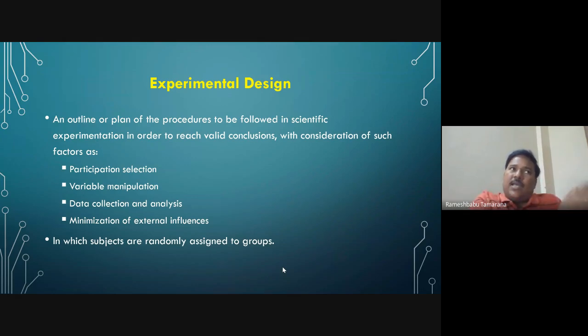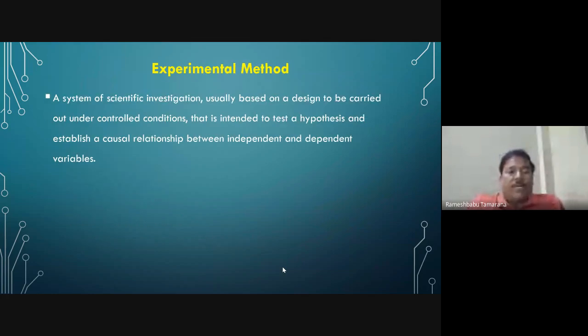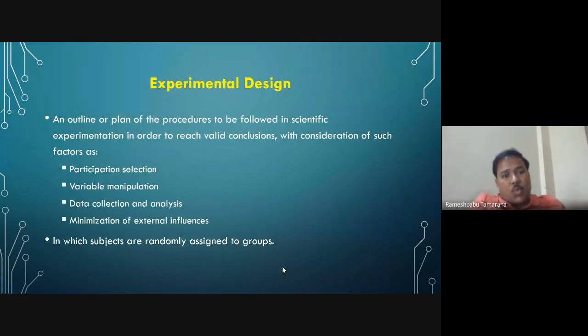So basically, earlier in the experimental method, I spoke about a particular design. What is experimental design? Design is an outline, whereas a method is the complete procedure. So when I say an experimental design is an outline or a plan of the procedures to be followed in scientific experimentation in order to reach valid conclusions.